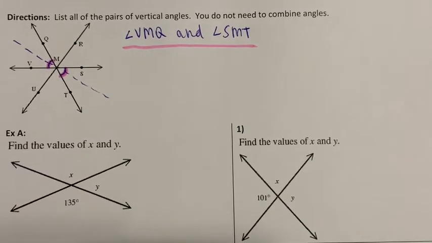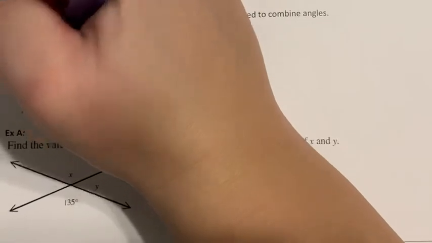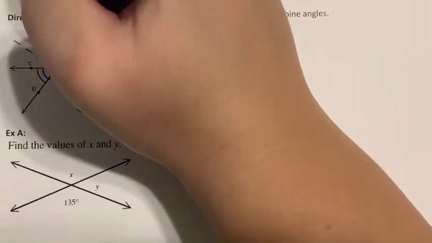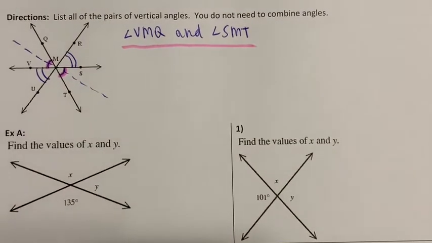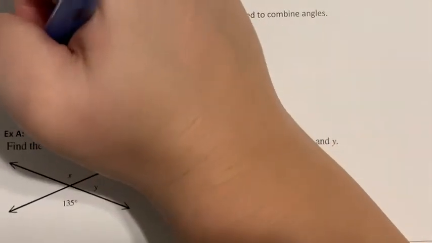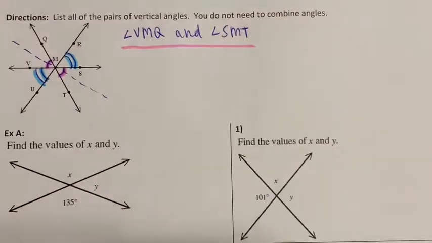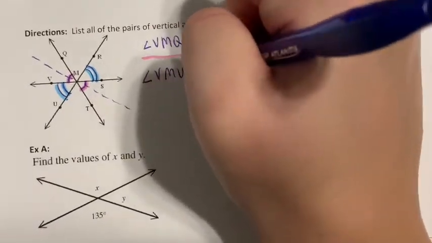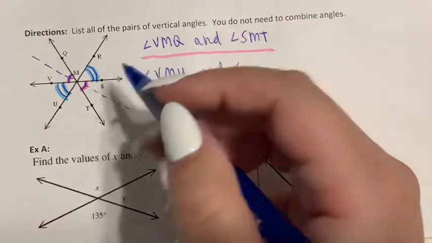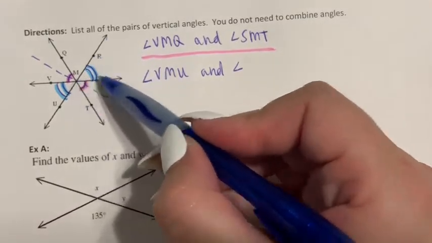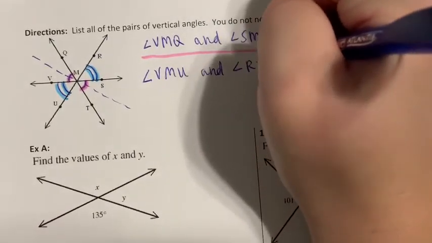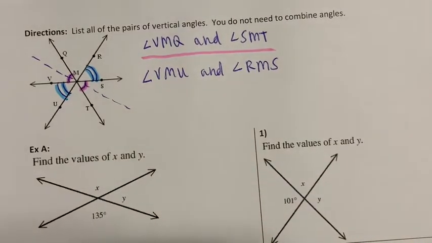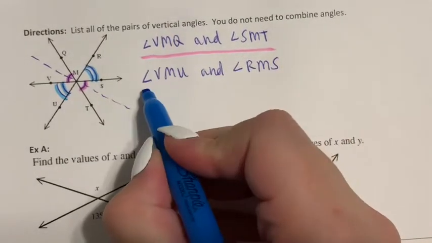Now let's pick a different pair of vertical angles. So I'll use 2 tick marks now. So angles that would be opposite one another, so here and here. And we need to use 3 letters to talk about them. So angle VMU and angle, let's say, RMS. Notice I'm using capital letters. When we title angles, we're using 3 letters and they must all be capital.